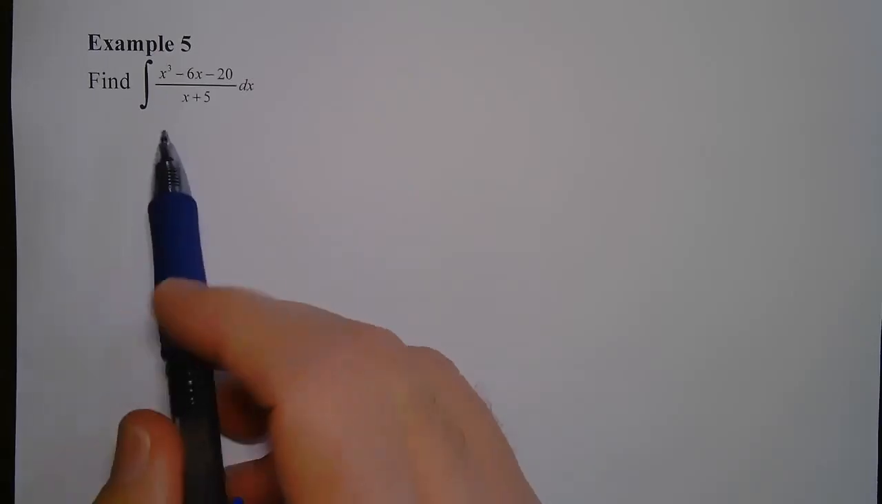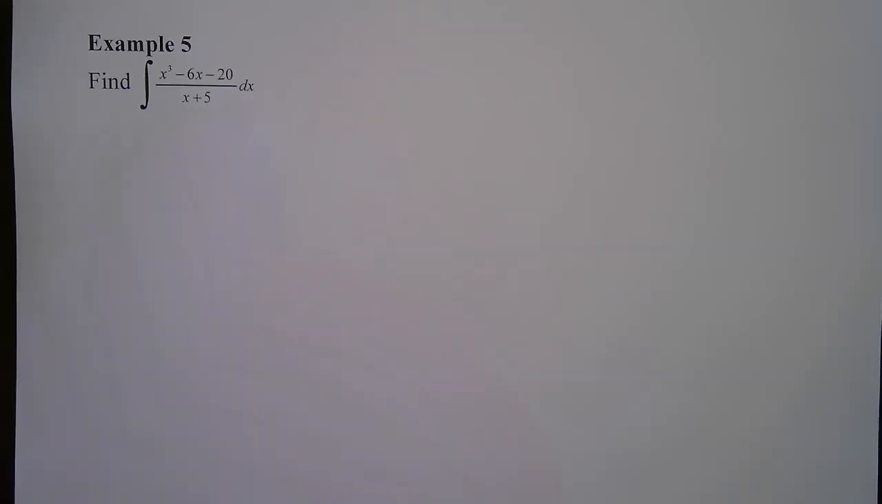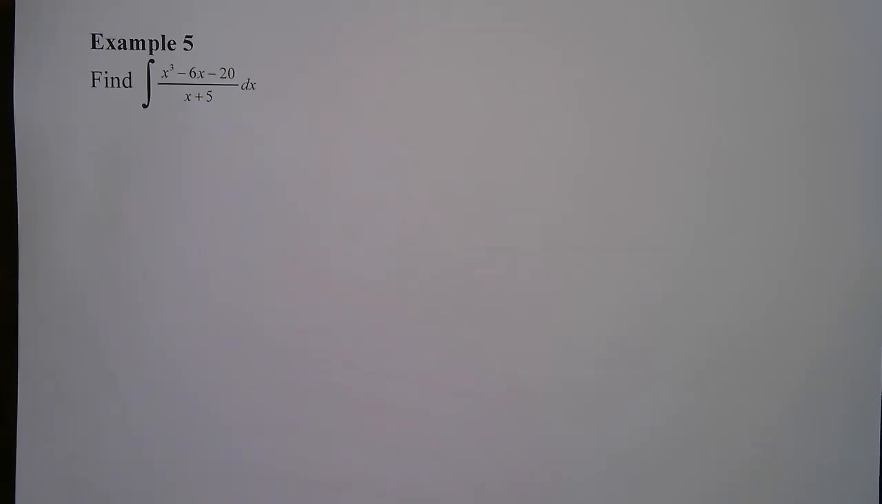All right, so for example 5, we want to find the integral of x cubed minus 6x minus 20 over x plus 5 dx. So this is a problem where, let's let u be x plus 5, the denominator. If you do that, you take the derivative and we get 1 dx. We're not picking up the numerator now. So what else could you do? Well, the other option is to do long division like we did last year in Honors Math 3, and we're going to use an area model to do this.